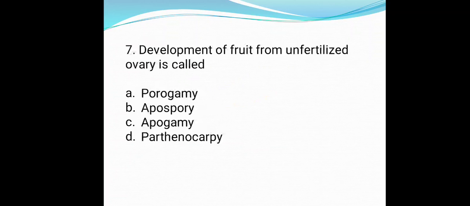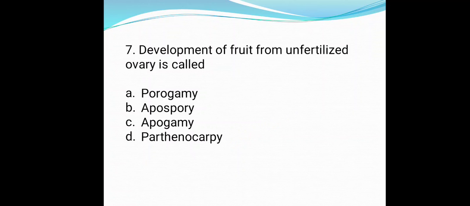Development of fruit from an unfertilized ovary is called. As we all studied, the ovary develops into fruit after fertilization. Here, the unfertilized ovary develops into fruit. That phenomenon is called parthenocarpy. So the option is D. The right answer is parthenocarpy.